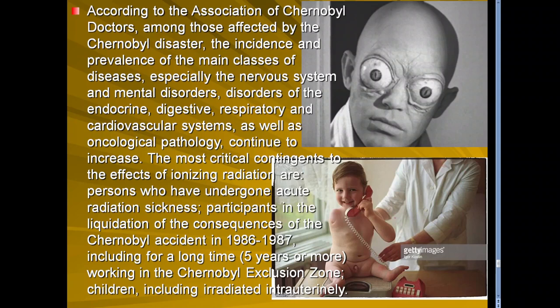The most critical contingents to the effect of ionizing radiation are persons who have undergone acute radiation sickness, participants in the liquidation of the consequences of the Chernobyl accident in 1986, 1987, including those working for a long time, 5 years or more, in the Chernobyl exclusion zone. Children, including those irradiated intrauterine.